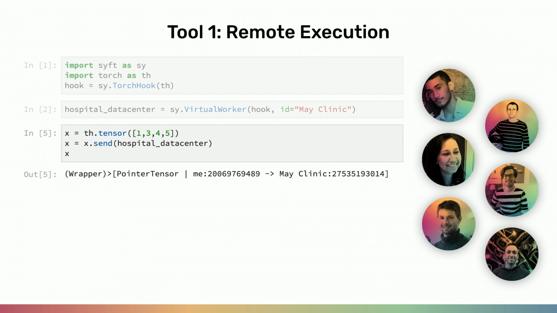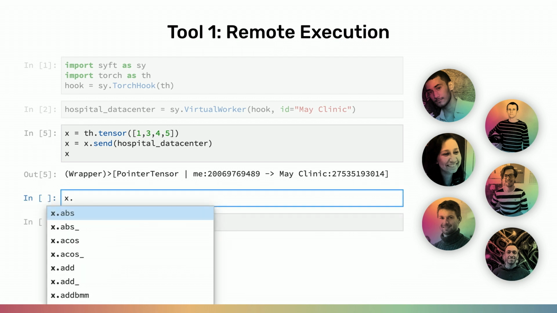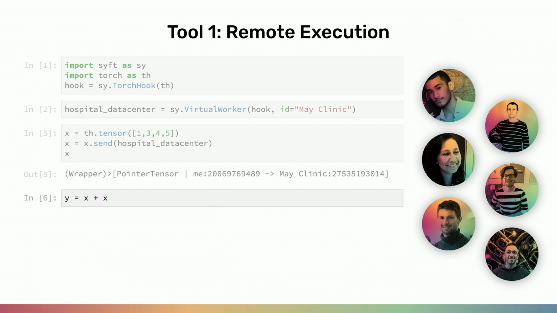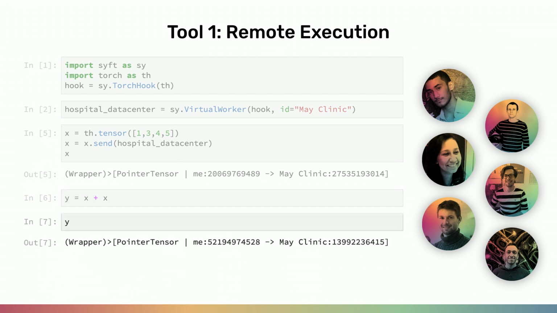So in this case, we can send a tensor to this hospital data center, and what gets returned to us is a pointer. This pointer has all of the functionality that PyTorch would normally have, but when you use the PyTorch API, instead of executing locally, it forwards commands to the remote machine and returns back a pointer to the result. The implication of these pointer tensors is that now we can use the normal PyTorch API, things we already know how to do, to orchestrate complex operations across multiple different remote machines.